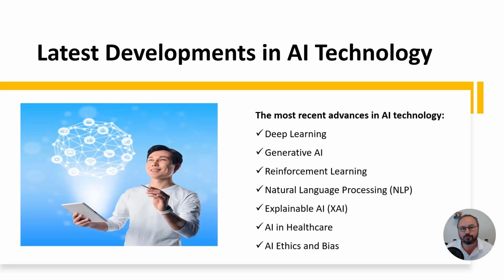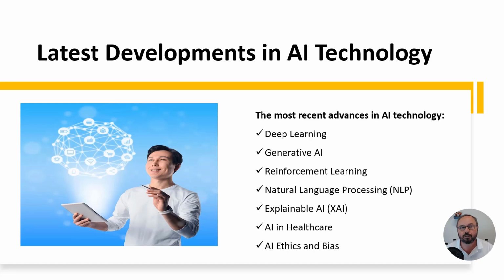Now, some of the advances are around deep learning, generative AI, for example, reinforcement learning, natural language processing, explainable AI, AI in healthcare, and then ethics and bias are just some of the areas that we're seeing a lot of the advancements around. Now, when it comes to these advancements, at a high level, they really mean that people are focused on a niche area and they're trying to make those areas better.